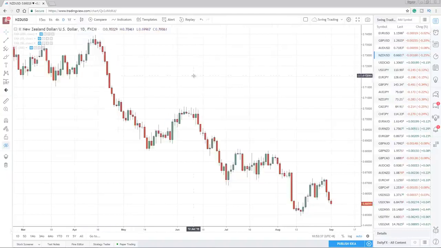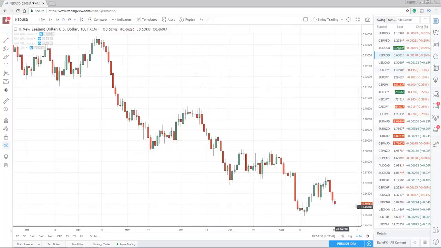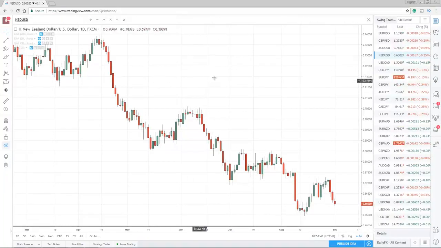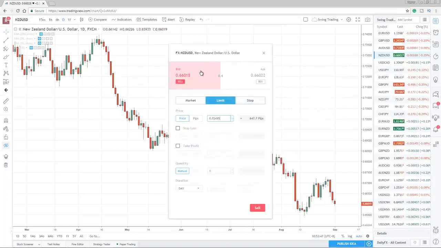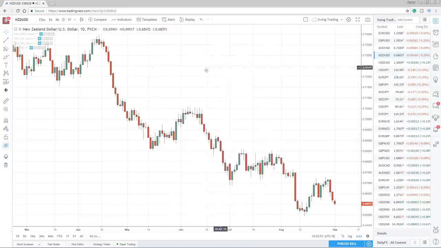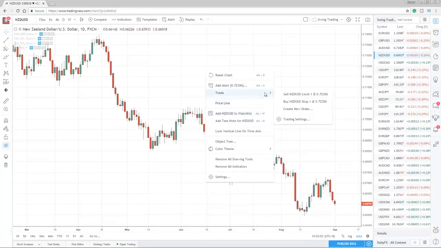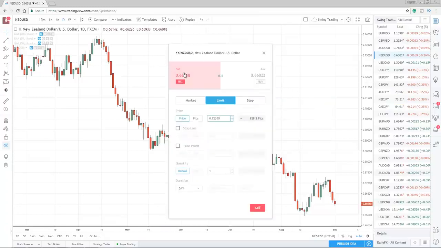Let's have a look at the candlestick chart. What you see here right now is this red line, which is the price to trade the New Zealand dollar. If you want to trade, let's say on sell, you notice again that there are two prices, the bid and the ask. If I click trade, sell New Zealand dollar, I'm selling at the bid. That's what we mentioned earlier: you always sell at the bid price.